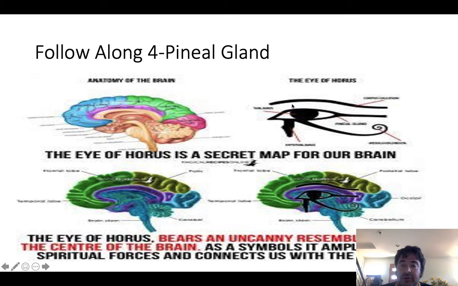So, there are these ideas that the eye of Horus or the eye of Ra are actually ways to tap into your spiritual third eye systems. And if you know how to link your conscious mind to your pineal gland, you can expand your consciousness and link to the spiritual world in ways that are mystical and amazing.